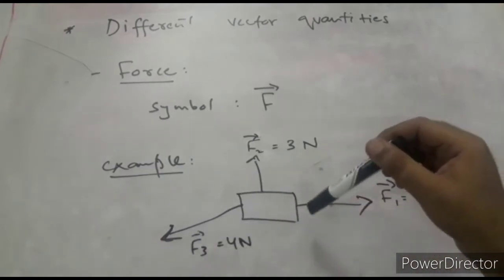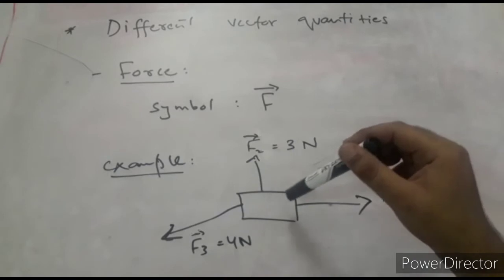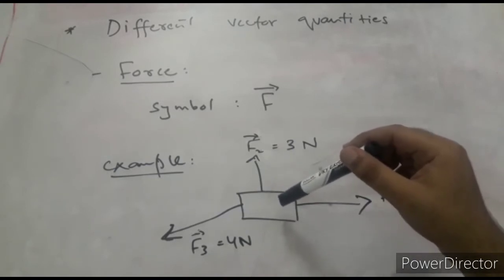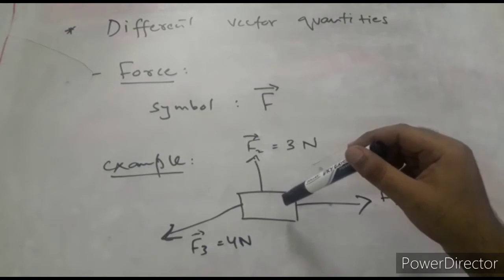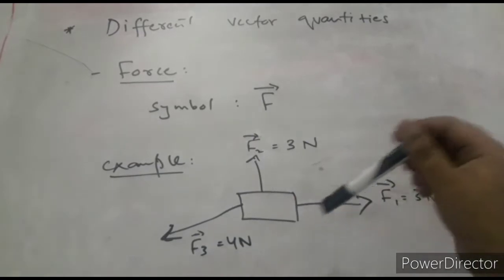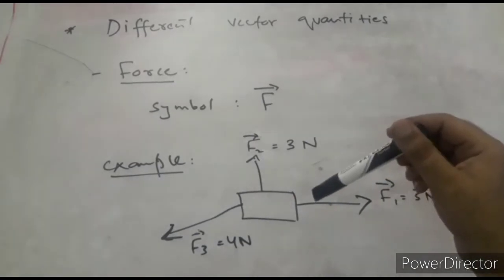of 4 newton. Now we can see there are different forces acting on the same box. So where will this box move, or will it move or not at all? So we will see how we add these vectors in the next sections, addition of vectors. Now let's take another example of a vector quantity.